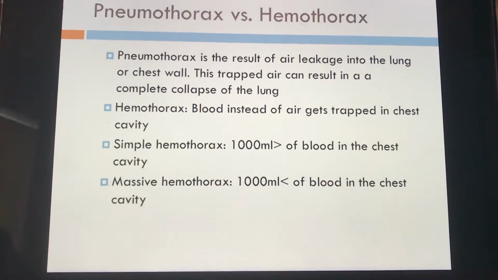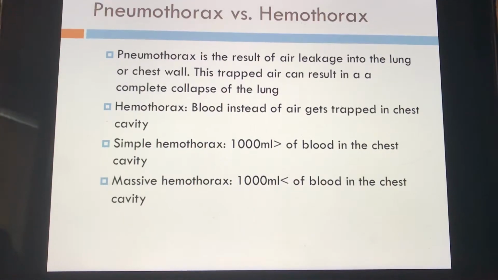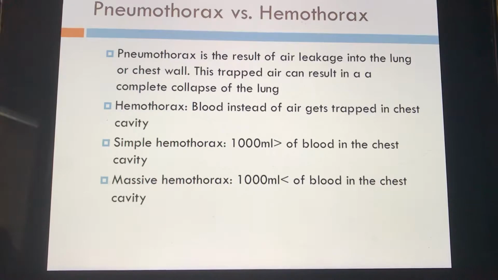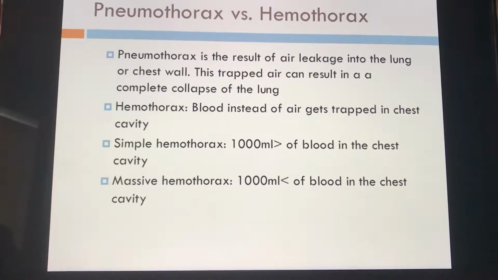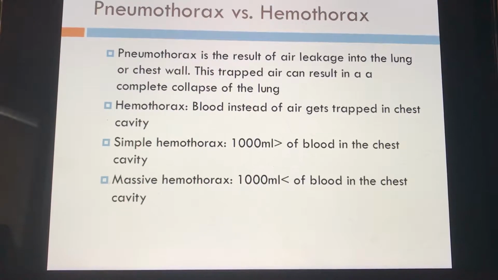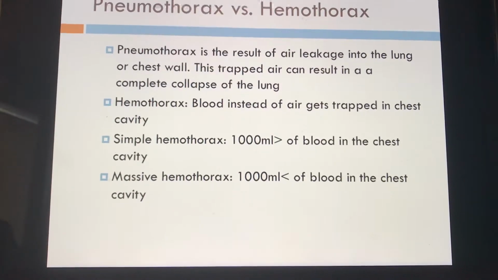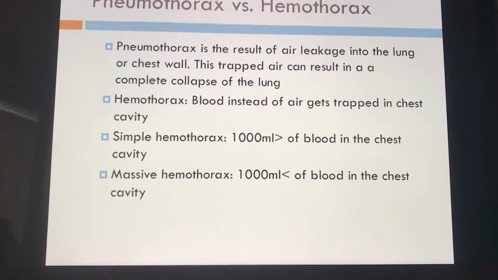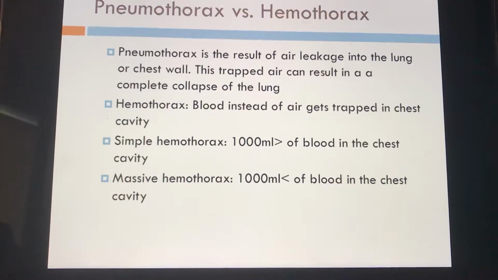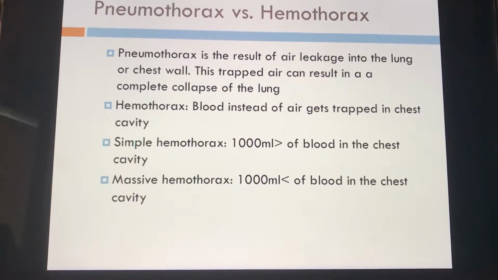So what is pneumothorax and what is hemothorax? Pneumothorax happens when air leaks into the pleural space of the lung, air gets trapped in there, and that can cause the entire lung to collapse. Hemothorax, on the other hand, is when blood gets trapped in the cavity space, this pleural space of the lung, and that can also cause the lung to collapse.